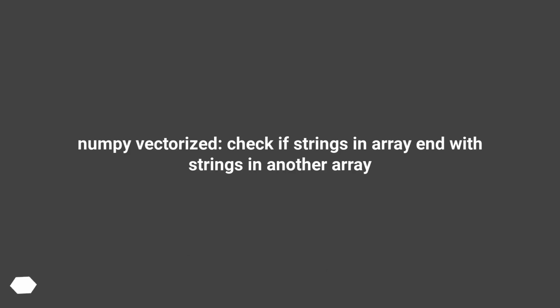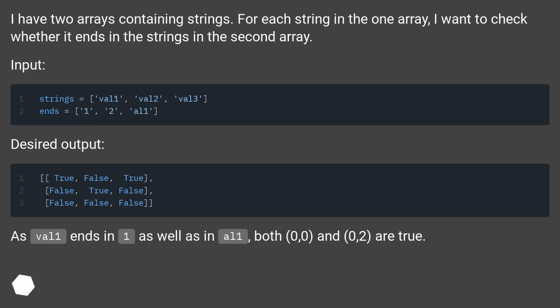NumPy vectorized: check if strings in an array end with strings in another array. I have two arrays containing strings. For each string in the one array, I want to check whether it ends in the strings in the second array. Input.